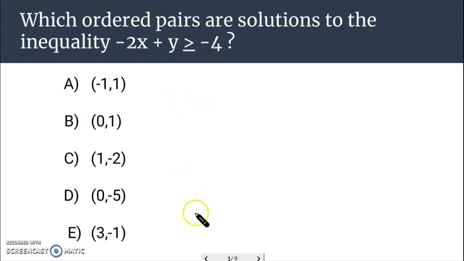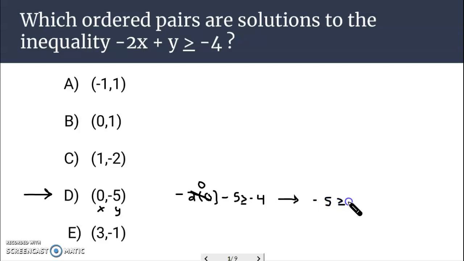Tell you what, let's start off, let's choose D. Let's just see if D works. The first coordinate is an x coordinate, 0. Negative 5 will go in for y. So testing it out, negative 2 times 0 minus 5. We want to see, is that greater than or equal to negative 4? Well, anything times 0 is 0. And then we just have negative 5, is that greater than or equal to negative 4? And it is not true. So negative 5 is not greater than or equal to negative 4, therefore D doesn't work. Let's try C.